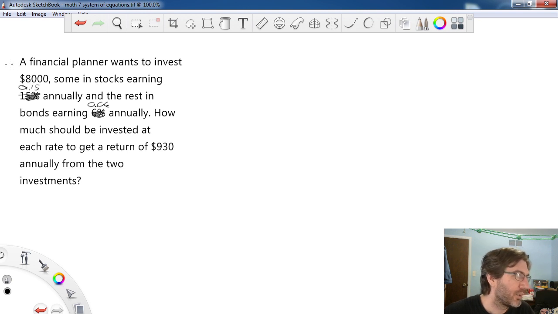So we are looking at a financial planner wants to invest $8,000. Some in stocks returning 15% annually, and the rest in bonds returning 6% annually. How much should he invest at each rate to get a return of $930 annually from the two investments? At least projected. Right? You're not guaranteed to get these percentages all the time, and you're not guaranteed to even get your money back from things. They are investments. There's a risk involved, so keep that in mind.